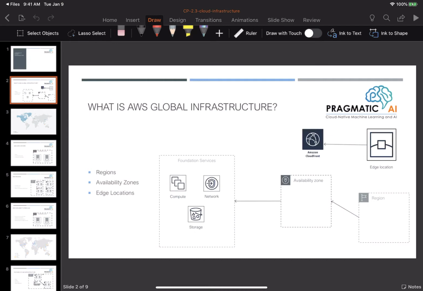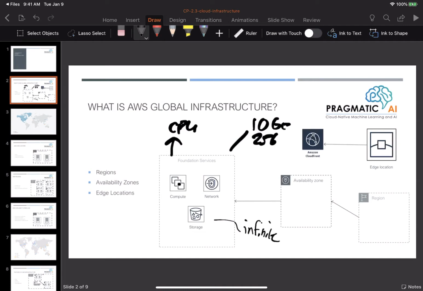The foundational services are going to be things like the compute platform. And this would be that you can basically rent a CPU whenever you would like. Networking, you can grab 10 gig networking. You can grab 25 gig networking. You can grab these very fat network connections, or storage. You can get this concept of infinite storage by using this global infrastructure. And these are all available in these availability zones.